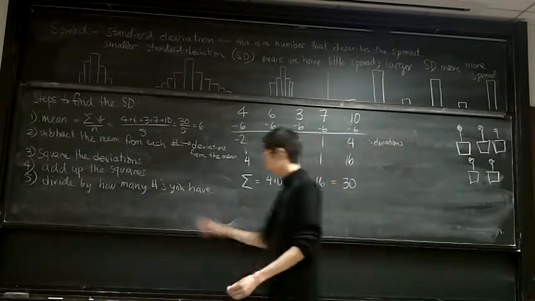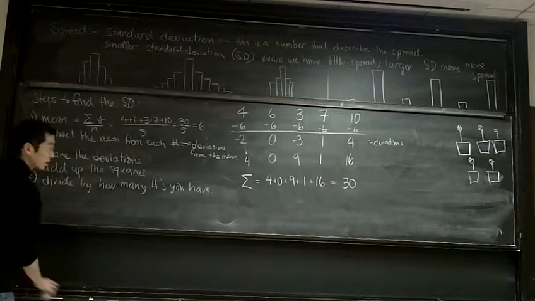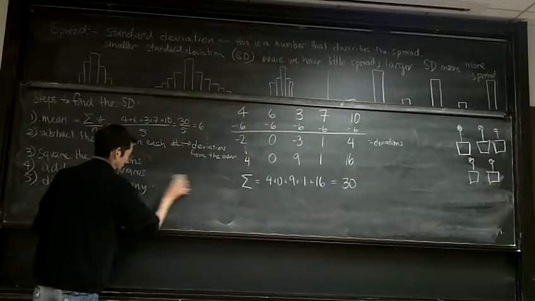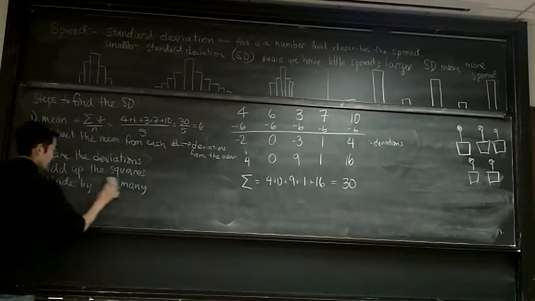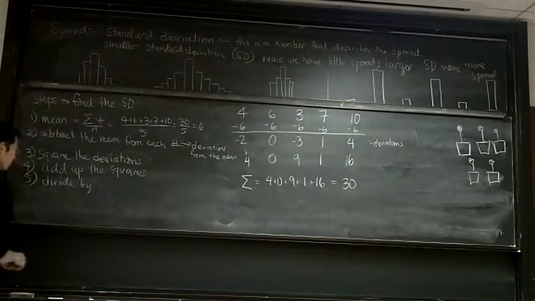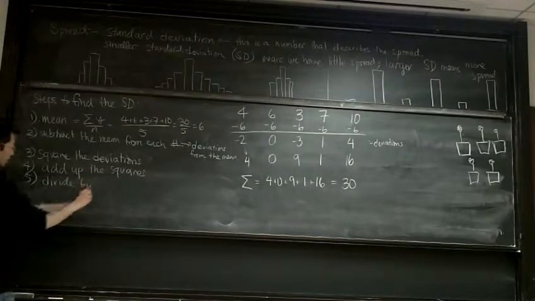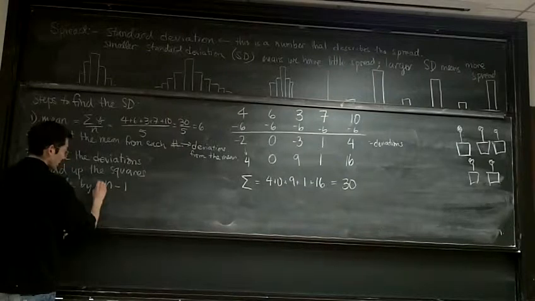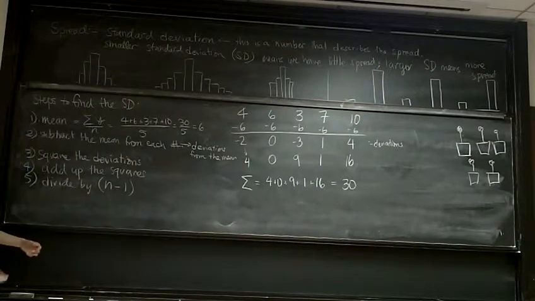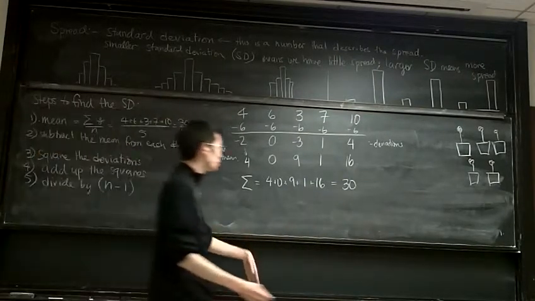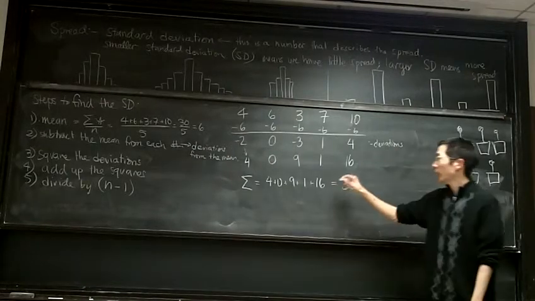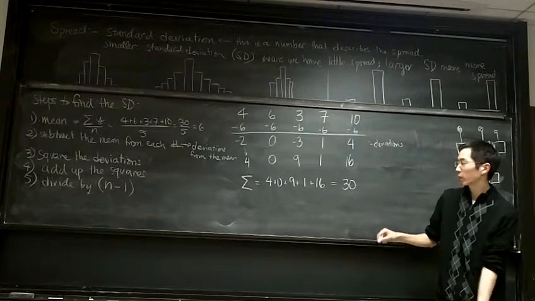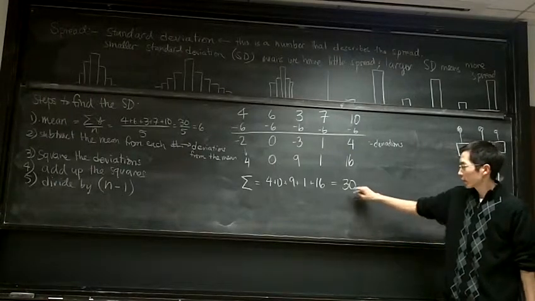Oh, I'm sorry. It's not divide by how many numbers you have. Okay, let me, sorry. Step 5 is actually divide by n minus 1. Okay, divide by n minus 1. So if we were finding the average, we would divide by how many numbers we have, which is 5. But in this case, we're going to divide by n minus 1. Okay, so is this part okay?